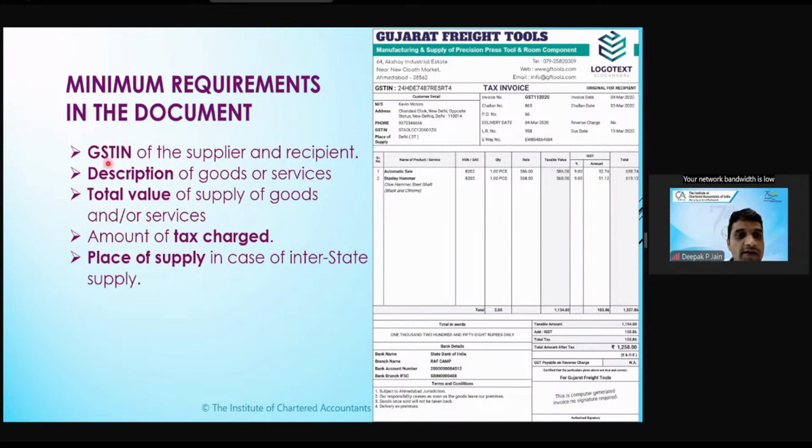What are these minimum requirements? GSTIN of the supplier and the recipient, description of the goods, total value of the supply of goods, amount of the tax charged, and place of supply in case it is interstate. So इतना minimum requirements भी काफी है.